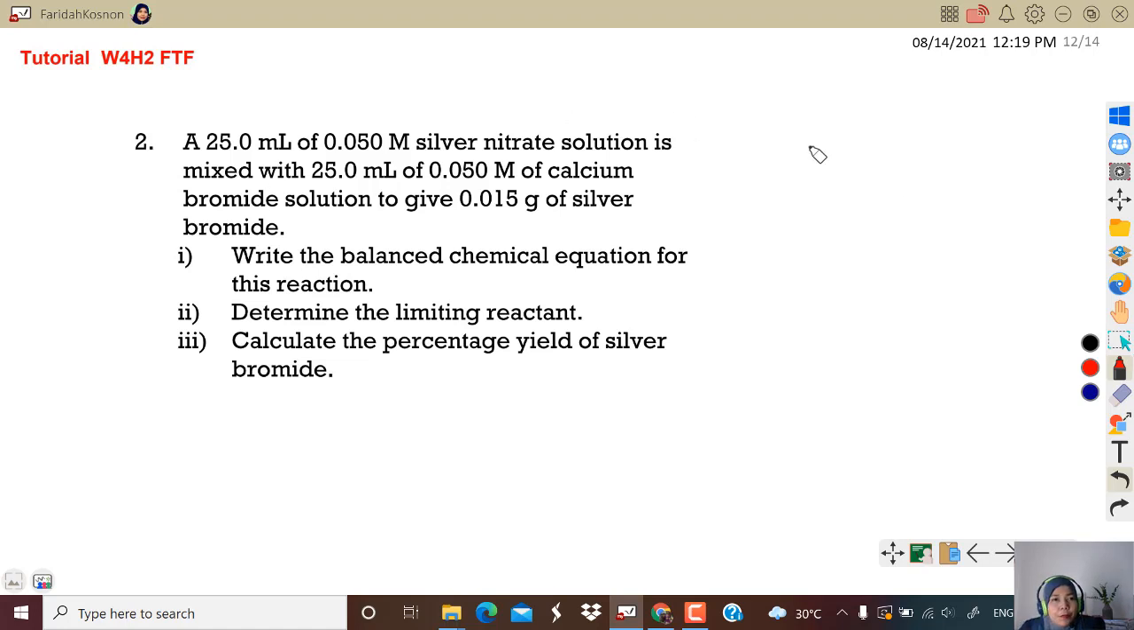Looking at the question, we have the reactant silver nitrate. As a student, you must know the chemical formula of silver nitrate. So it is silver nitrate, AgNO3, mixed with calcium bromide, which is CaBr2. The product formed, they say, is silver bromide and of course there is one more product. That's why the question asks to balance the chemical equation.